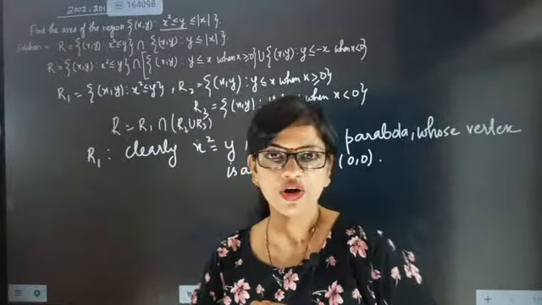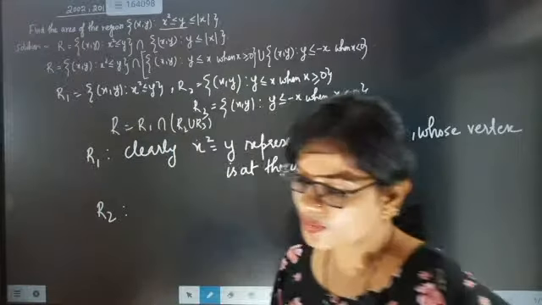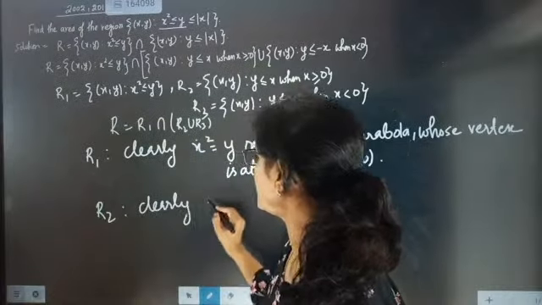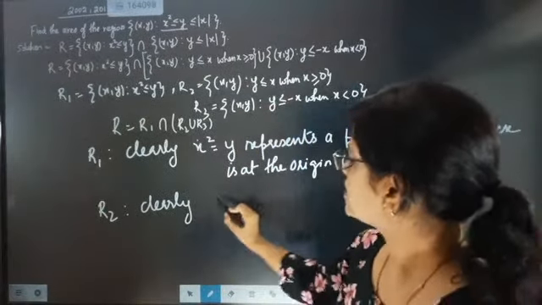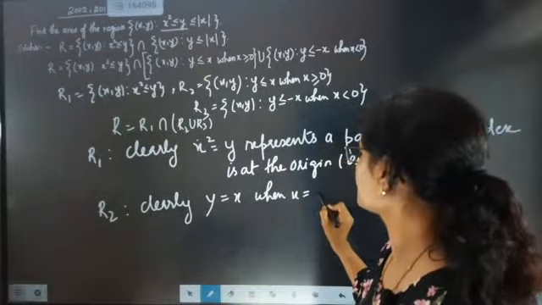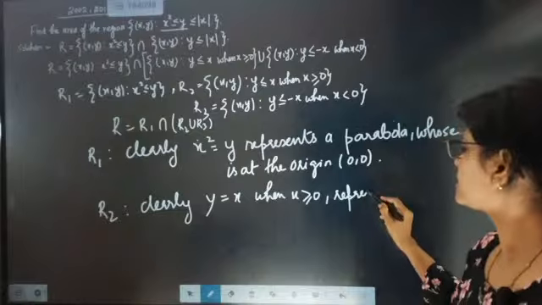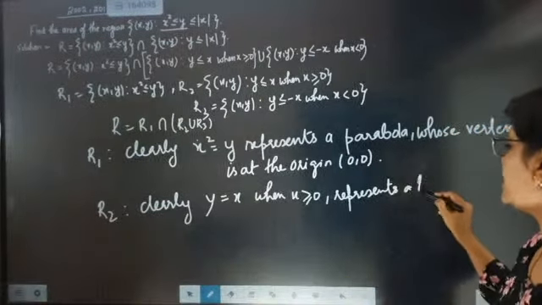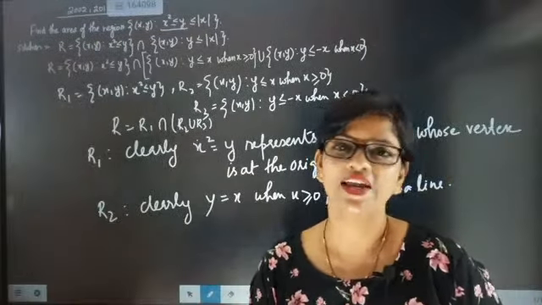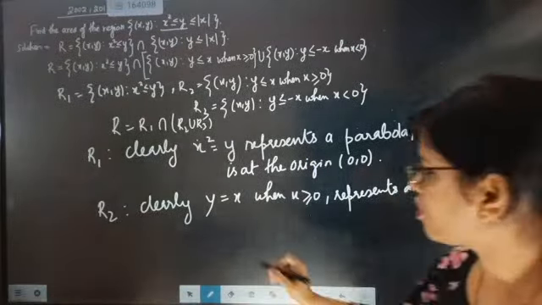So one information already we got. Now we are going to talk about region 2. Now region 2 represents a line. Clearly region 2 is y equal to x when x is greater than or equal to 0, which represents a line that makes 45 degrees with the positive direction of the x-axis, which passes through the origin.